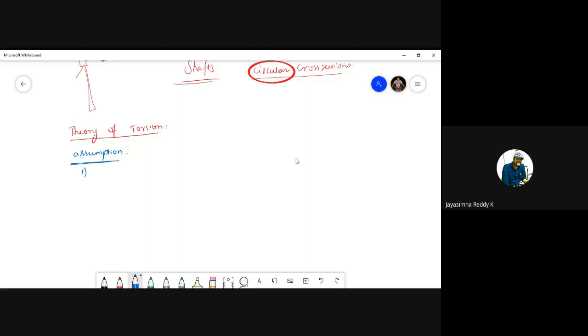The first assumption is that the material of the shaft is homogeneous, isotropic. Isotropic in the sense, students, that there will be no change in properties. That is what we call isotropic, and perfectly elastic. So what we assume is that the material should be homogeneous, isotropic, and perfectly elastic. This is assumption number one. And assumption number two is that it obeys Hooke's law.